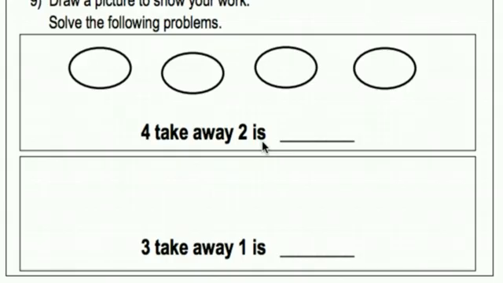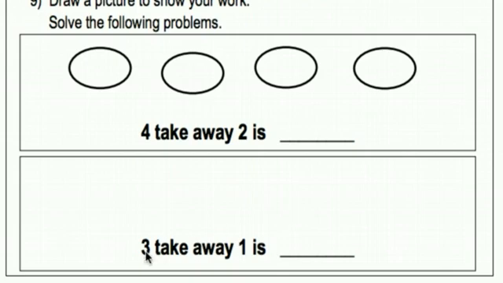Number 9 is at the bottom of your page, and it reads, draw a picture to show your work. Solve the following problems. 4 take away 2 is. So you need to draw a picture, and then you solve the problem by expressing your thinking here. After you're done with this problem, we need to draw a picture to show your work here and put your answer of what you were thinking here.